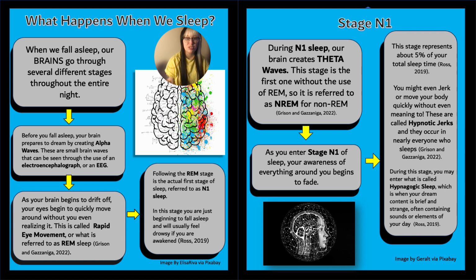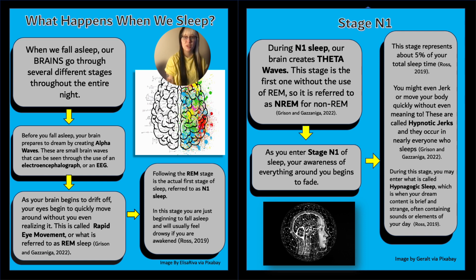As your brain begins to drift off, your eyes begin to move quickly around without you even realizing it. This is called rapid eye movement, or what is referred to as REM sleep. Following the REM stage is the actual first stage of sleep, referred to as N1 sleep. In this stage, you are just beginning to fall asleep and will usually feel drowsy if you are awakened. During N1 sleep, our brain creates theta waves. This stage is the first one without the use of REM, so it is referred to as NREM for non-REM.